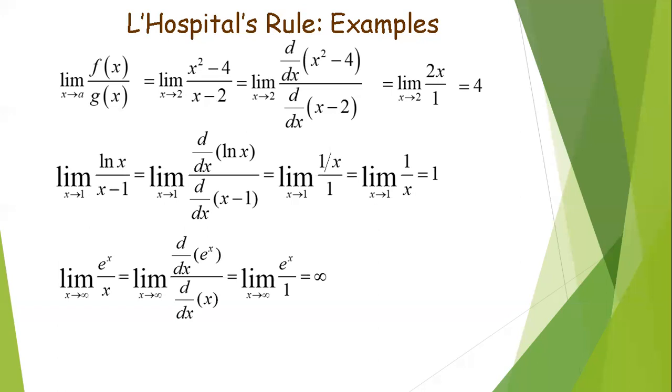The next example is the limit as x approaches infinity of e to the power of x over x. We get the limit as x approaches infinity of the derivative of e to the power of x over the derivative of x, or the limit as x approaches infinity of e to the power of x over 1, which gives infinity.